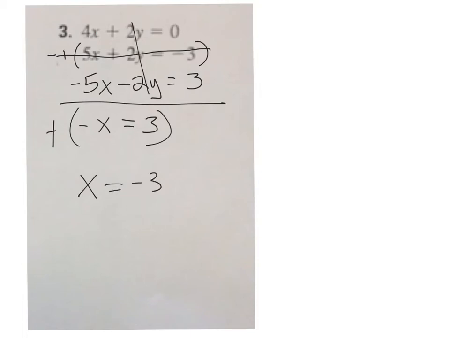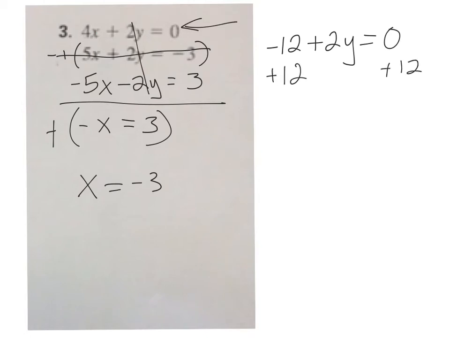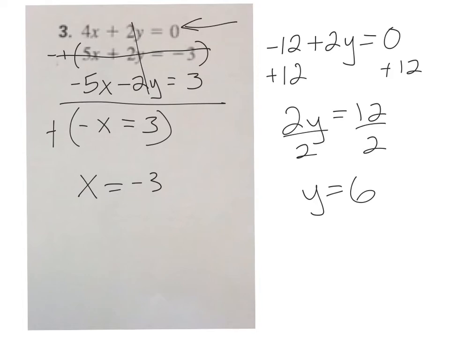Now that I have x equals negative 3, I can plug it into any equation I want. I'm going to go right up to the top here. 4 times negative 3 is negative 12, plus 2y equals nothing. So I'd add 12 to both sides. 2y is equal to 12. Divide by 2. I get y equals 6. So my answer here is (negative 3, 6).